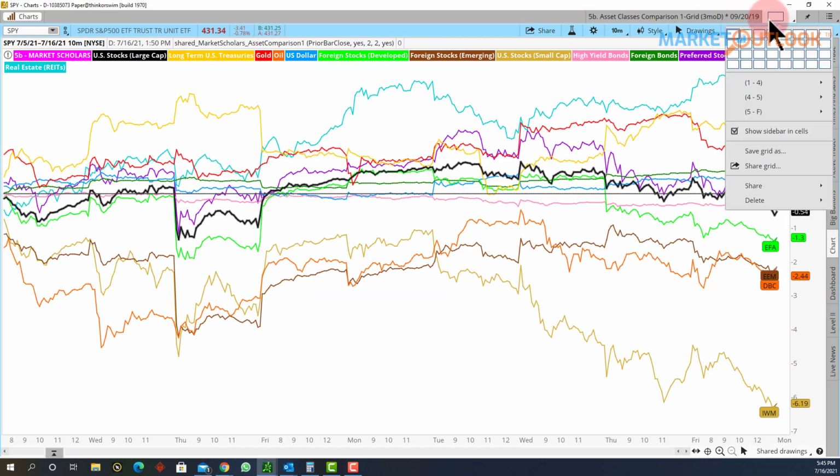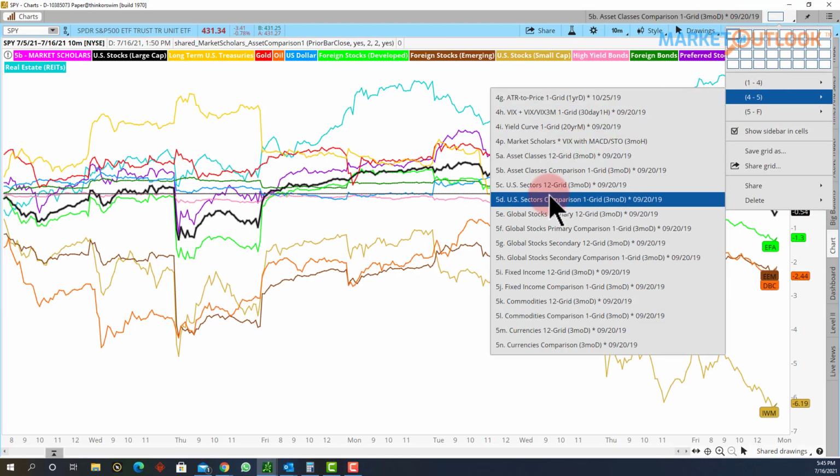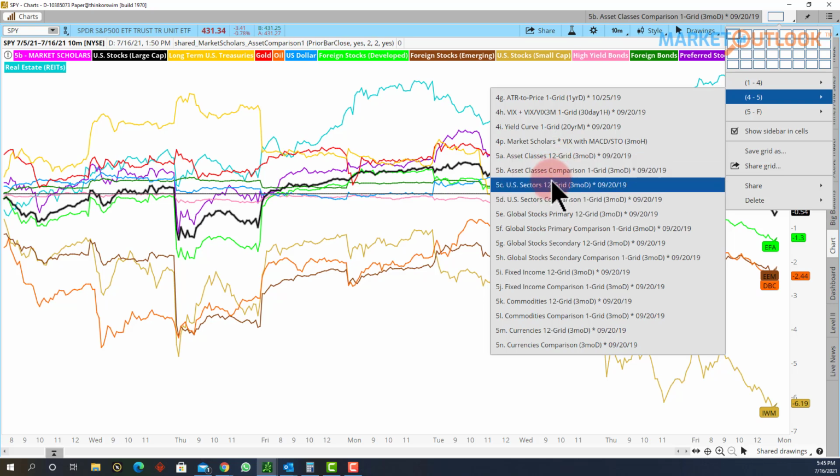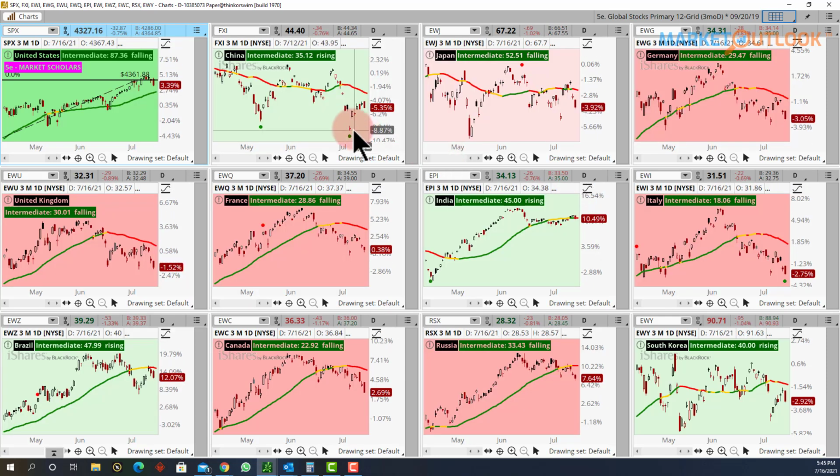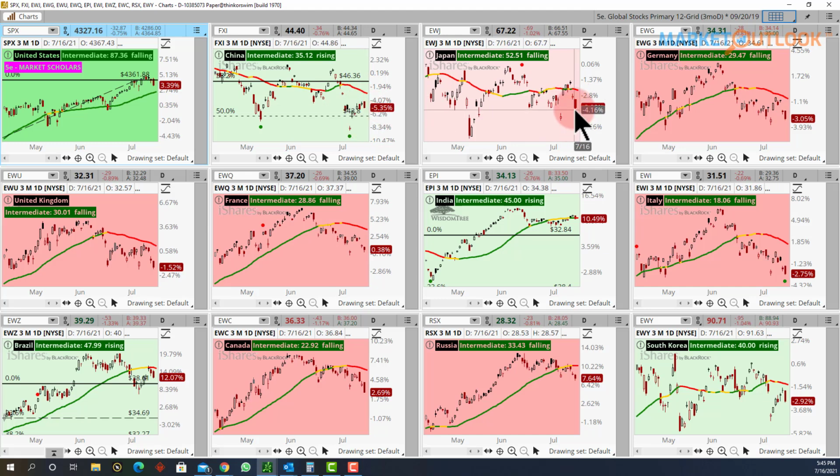If I were to go to this chart from the global 12 grid, you can see that in some of these areas as well. Look at, we got light green shading and the red line, but we're still well below the moving average, back below the moving average there for Japan. Look at all of these dropping.